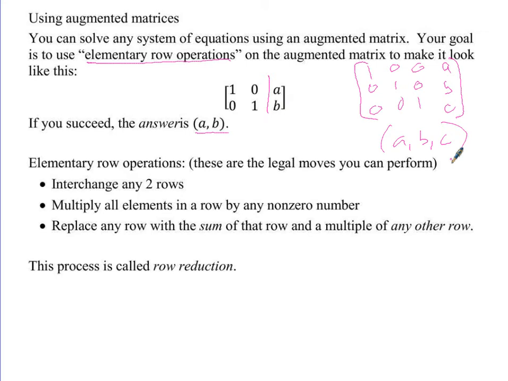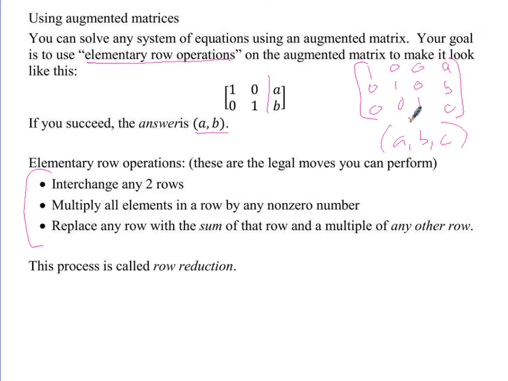So the elementary row operations that we're going to be using are listed right here. There's three of them. These are the rules that you can follow to solve a system of equations using matrices. The first rule is you can interchange any two rows. So like if I was working with this type of matrix right here, I could take this row and swap it with this row if I wanted to. This one would become here, this one would become here.